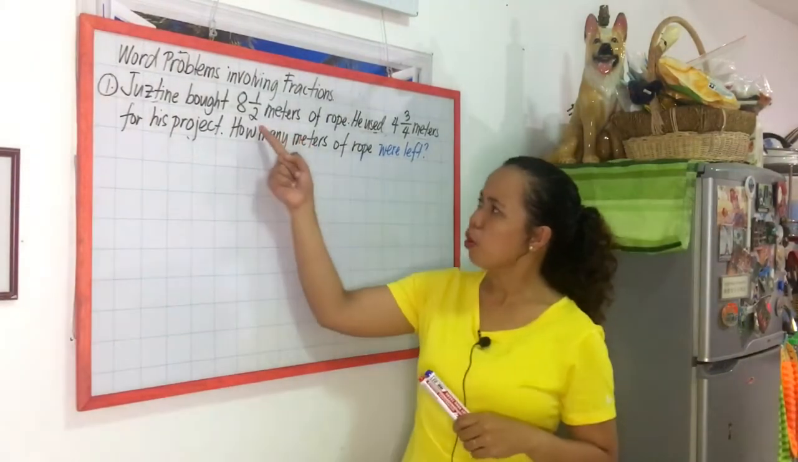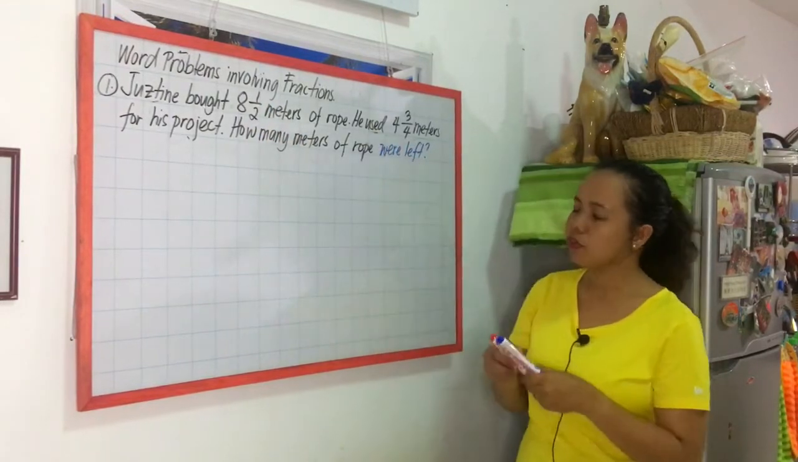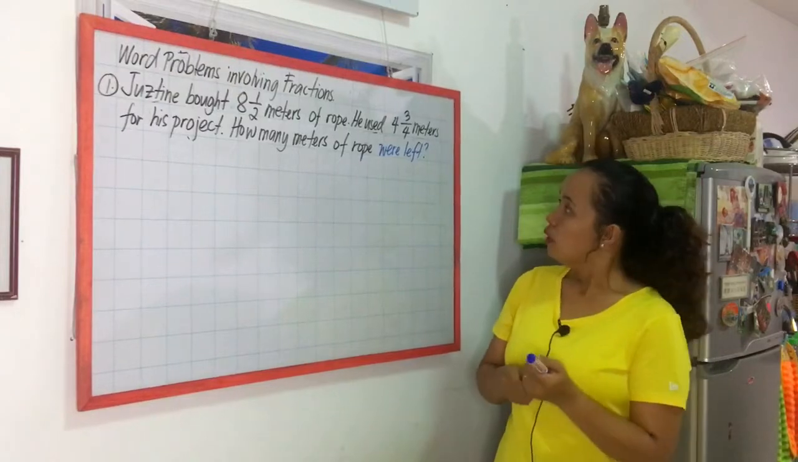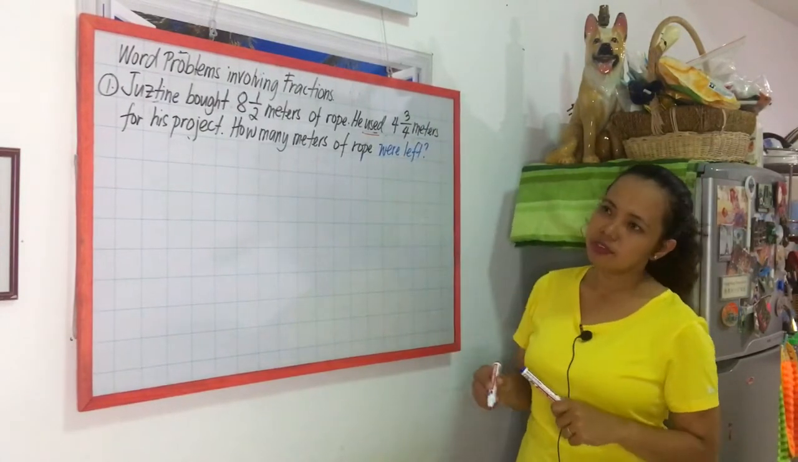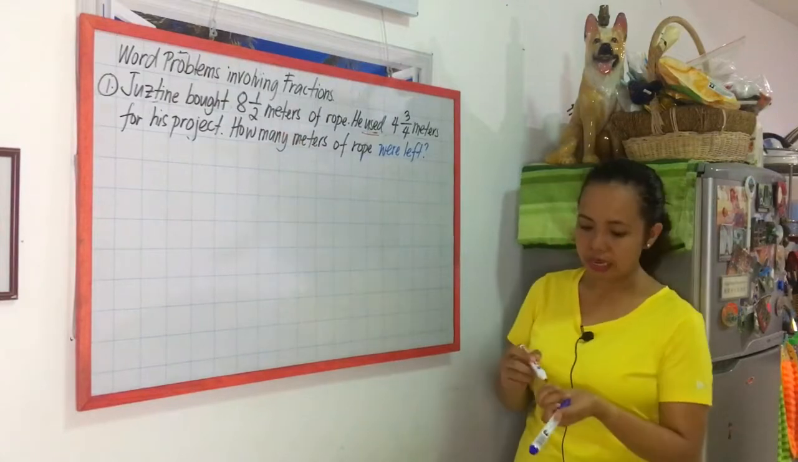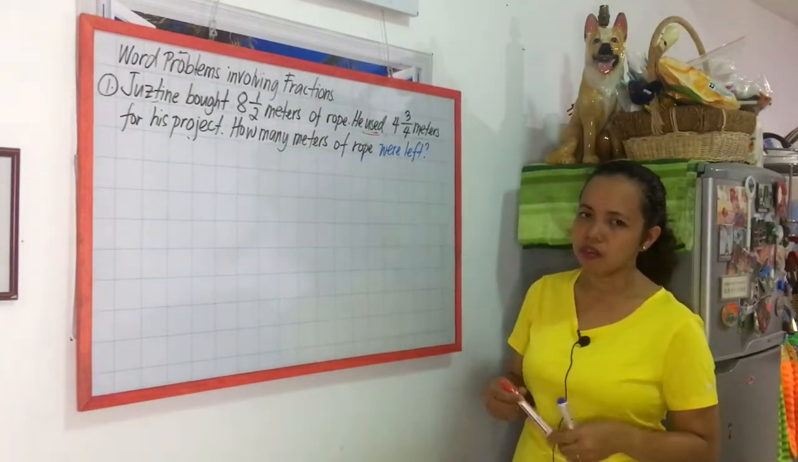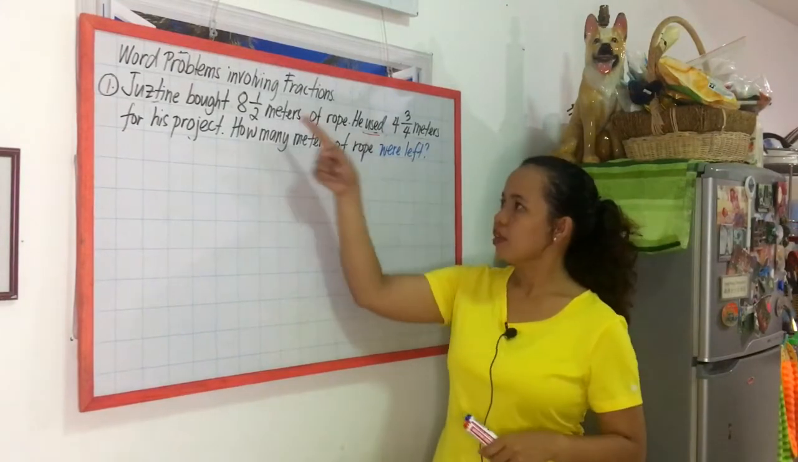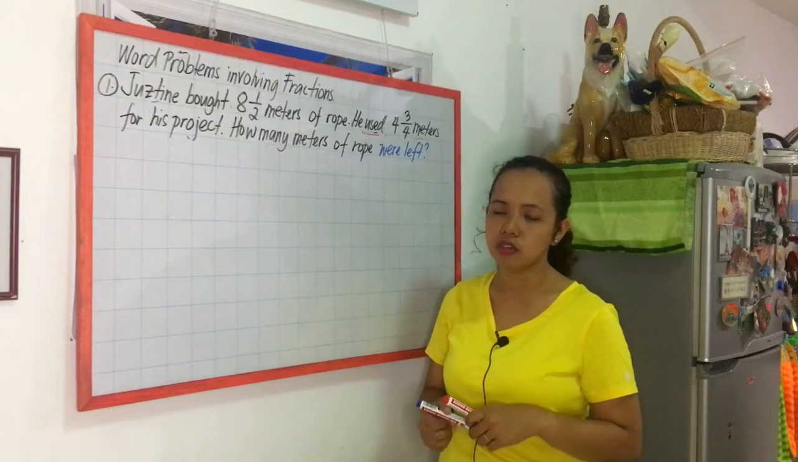Originally po, meron siyang 8 1/2 meters. Now, ginamit niya, he used 4 3/4 meters from the original length. Ang tanong is, how many meters daw yung naiwan? So, ang gagawin natin is, iso-subtract natin ito sa original length. So, paano nga ba tayo mag-subtract ng fractions?